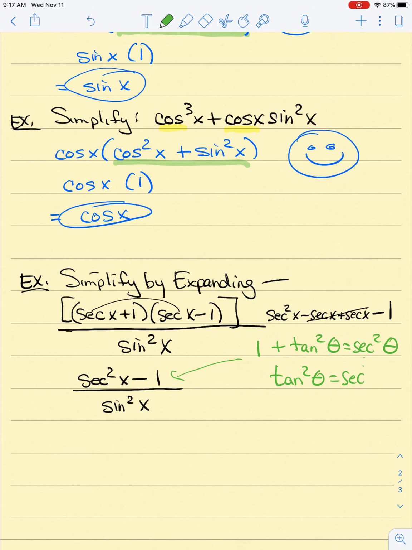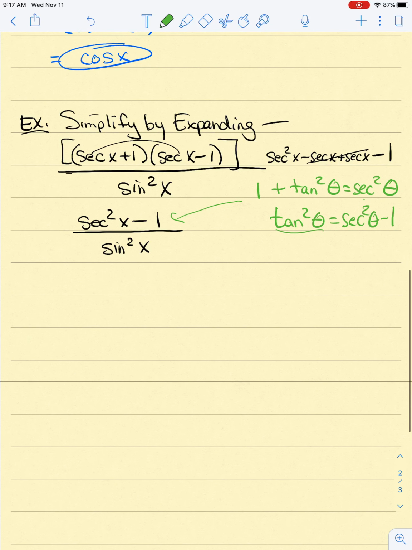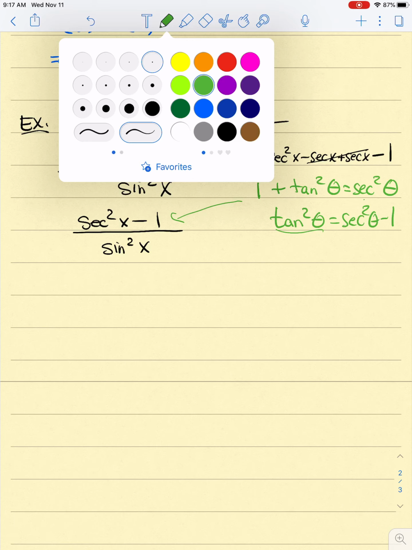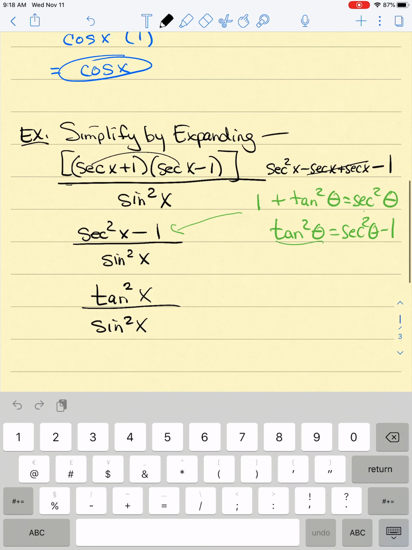So secant squared theta minus 1 is tan squared. Okay, cool. Let's substitute that in there and see what that does for us. So let's say tan squared theta over sine squared. Oh, I switched to theta. My bad. We have x, don't we? Sorry about that. Don't want to mess you up here, okay? So tan squared over sine squared.